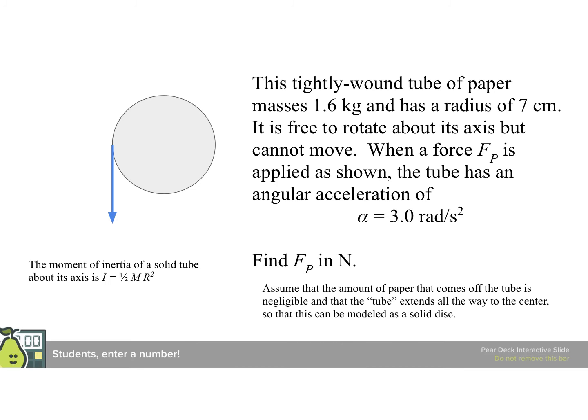All right, this tightly wound tube of paper masses 1.6 kilograms and has a radius of 7 centimeters. It's free to rotate around its axis but cannot move. When a force F_p is applied as shown, the tube has an angular acceleration alpha of 3 radians per second squared. Find F_p in newtons. Here we assume the amount of paper that comes off the tube is negligible and that the tube extends all the way to the center, so we can model it as a solid disk, and the moment of inertia of a solid disk would be 1/2 mr squared.